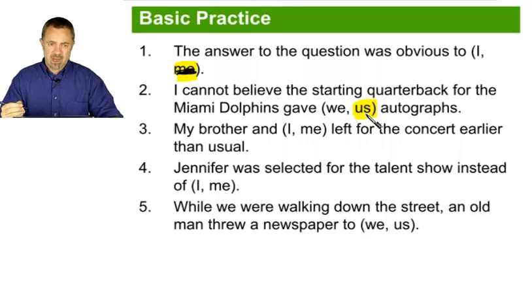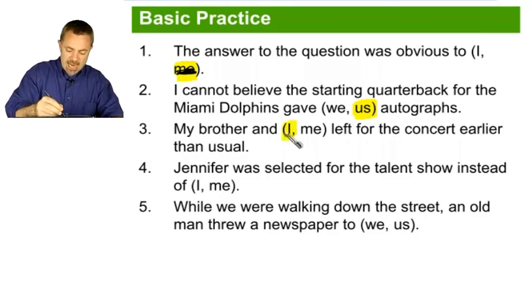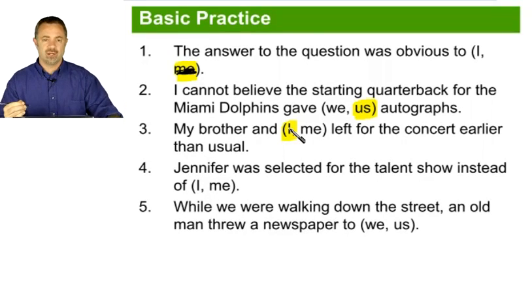For number three: my brother and I, or me, left for the concert earlier than usual. Well, notice here, my brother and somebody else, that is going to be our subject, our compound subject, by the way. So our subject pronoun is I. I left for the concert. Who did the leaving? I did. Therefore, I is our subject.